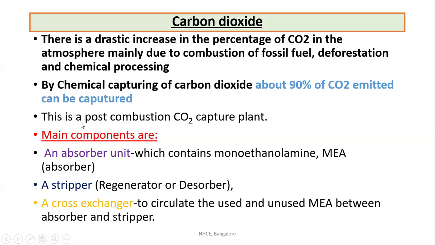This CO2 capturing technology contains an absorber unit. The main components are a stripper and a cross exchanger. The absorber contains a chemical called monoethanolamine, the stripper contains a regenerator, and the cross exchanger is to circulate the used and unused MEA between absorber and stripper. What does MEA stand for? Monoethanolamine. It is a molecule which binds with carbon dioxide.